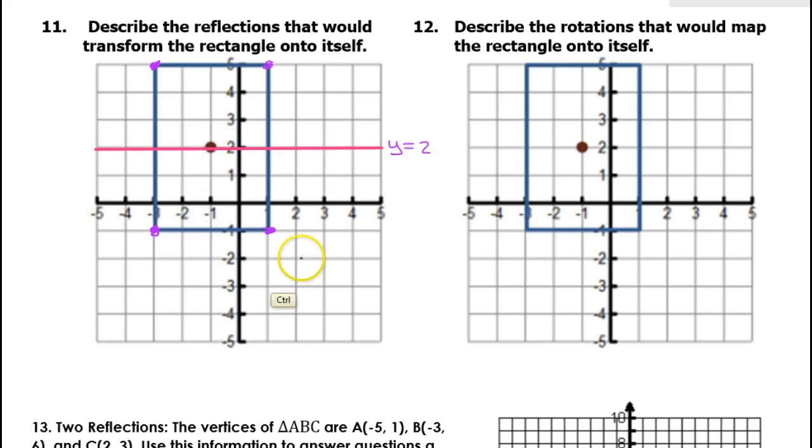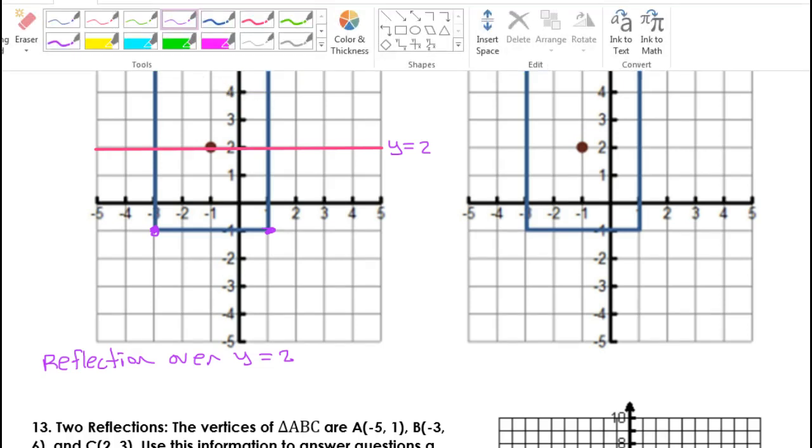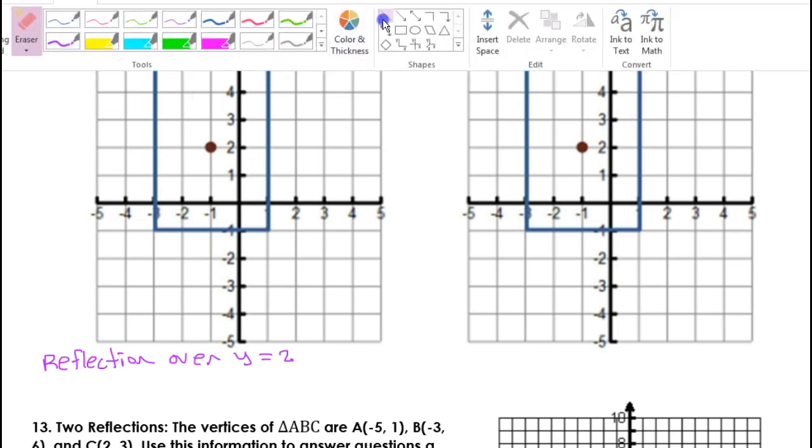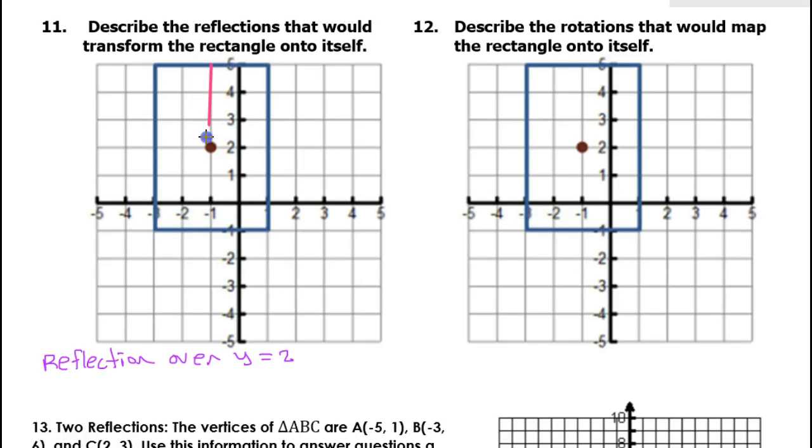That's the line y equals 2. So reflection over y equals 2 would transform the rectangle onto itself. Okay, what else though? That would work, but that's not the only one that would work. What about a vertical line through the middle of this guy? Wouldn't this do the same thing?